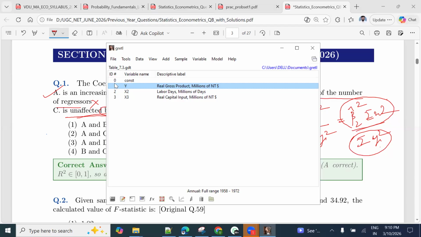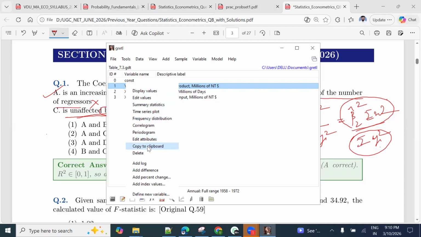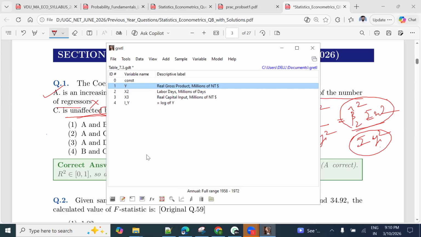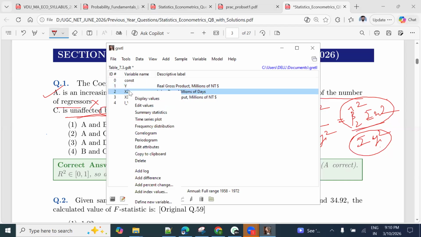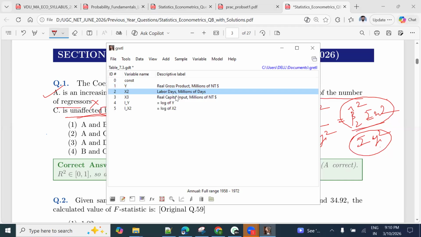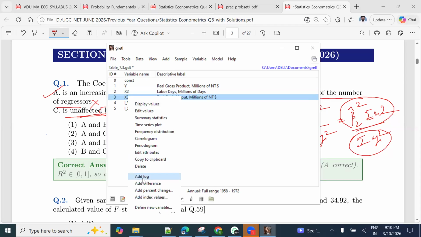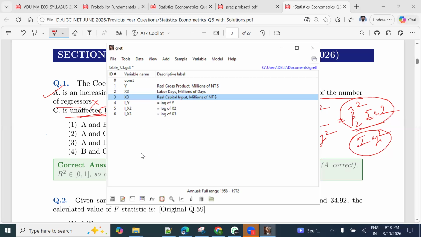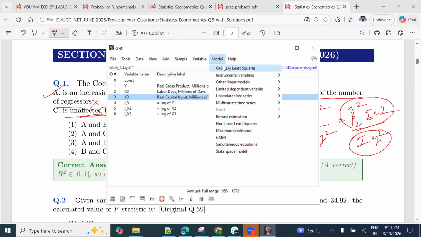Let us see. What we can do is add log y, ln y, then ln x2, because we are estimating a Cobb-Douglas production function here. That is why we are converting into logs, because we are converting a non-linear function to a linear function, if you remember. Now I will estimate this regression model.